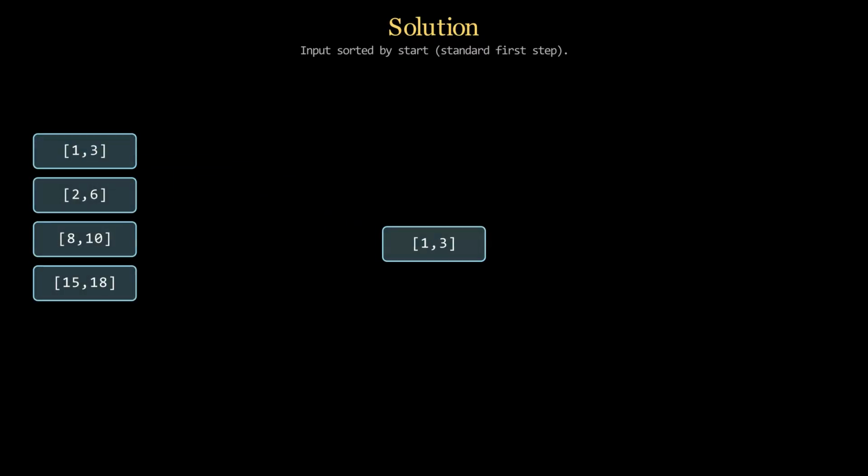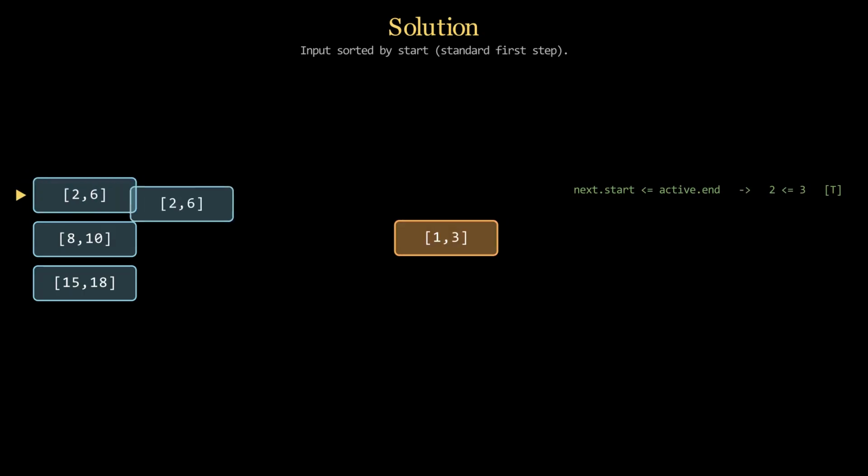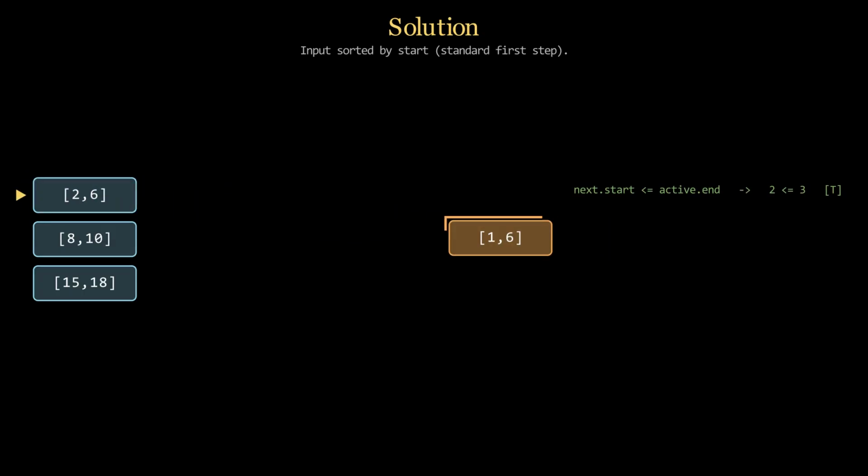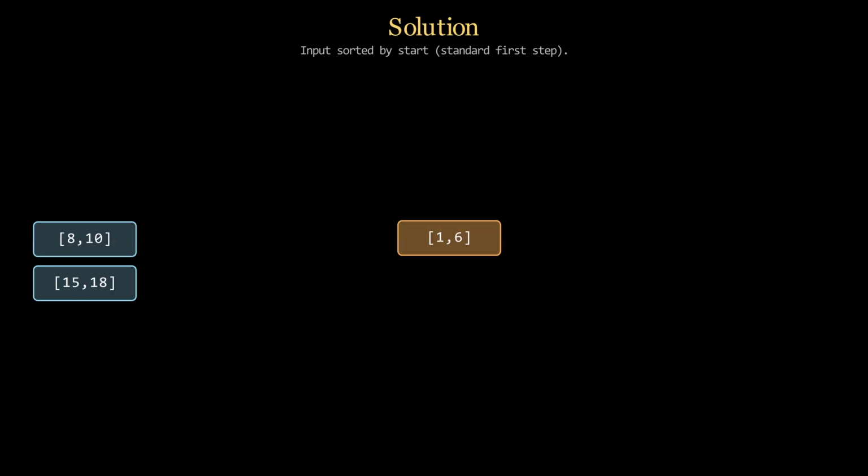We keep one active merged interval and walk the sorted list. Seed the result with the first interval, [1, 3]. That is our active range until something breaks the chain. The next interval starts at 2, which is not after our current end 3, so they overlap. Merge by setting the active end to the maximum of both ends, 6.